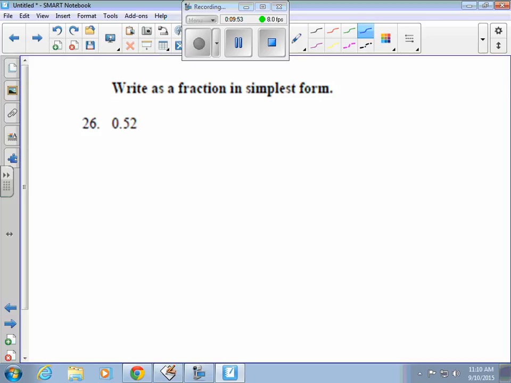Number 26 tells you to write it as a fraction in simplest form, 0.52. This is the tenths place. This is the hundredths place. So we have it in the hundredths place already. So 52 hundredths is how it's actually given to us. When you make it a fraction, that's what it will look like. But it tells us to write it in simplest form.